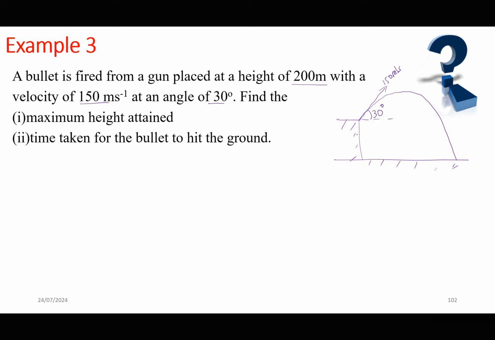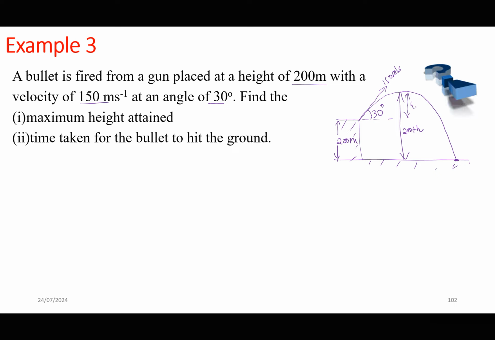The vertical distance, the vertical height here was 200 meters. So find the maximum height attained. In other words, we want to find this height, which is going to be 200 plus small h. So this height is 200 plus h. So this only height here, let it be h. Okay. Then the time taken for the bullet to hit the ground. So we want the time it takes for it to hit here.